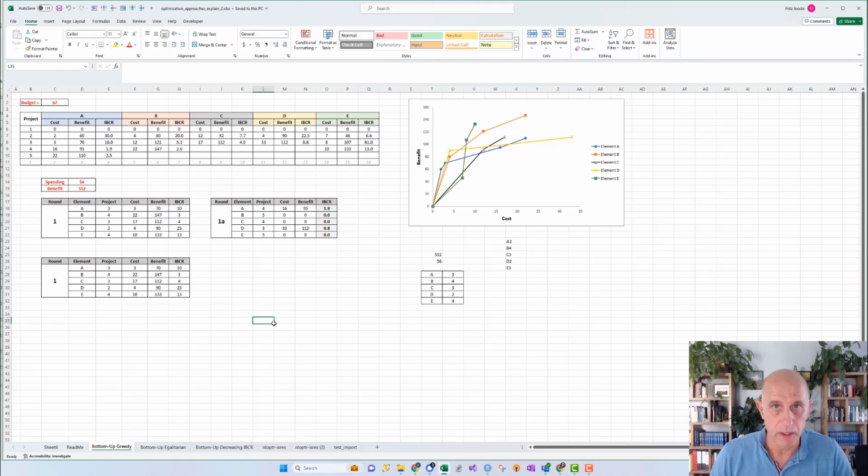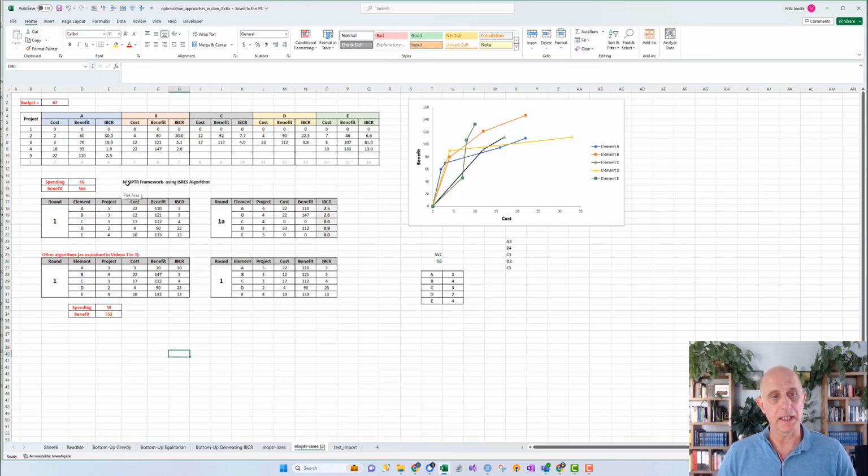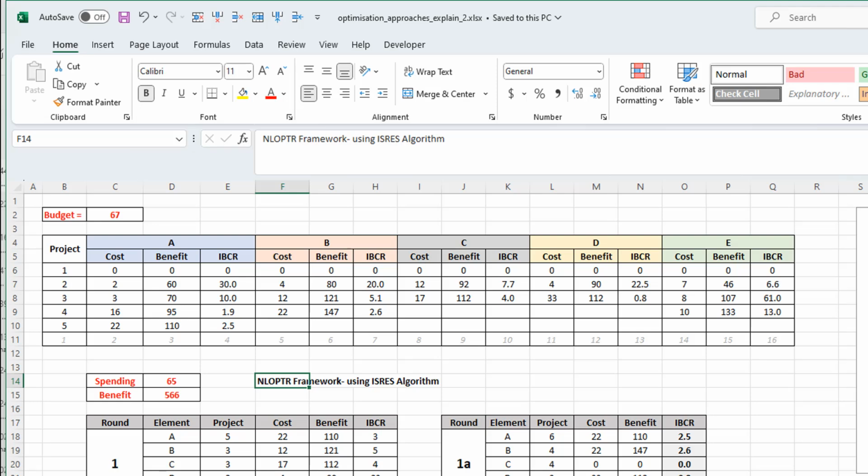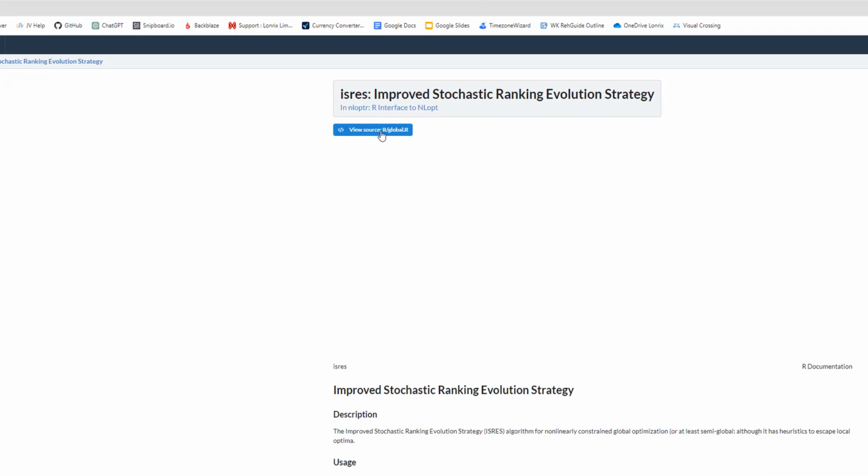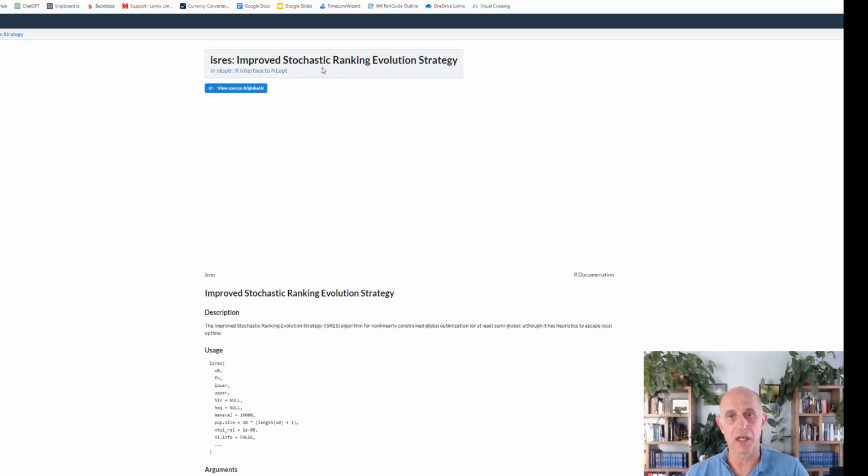What I want to do in this video is just to highlight for you that even with small toy problems like this one, we can actually find some solutions that are better than the preceding three methods that we've tried. And that I'm going to illustrate by looking at the NL-OptiTR framework, which is an optimization framework that you can use in R. I'm going to specifically look at the Improved Stochastic Ranking Evolution Strategy algorithm that is available in this toolbox. So I'm going to just switch to RStudio. Don't worry if you don't know how to use R or RStudio. I just want to illustrate for you how we actually run this problem.